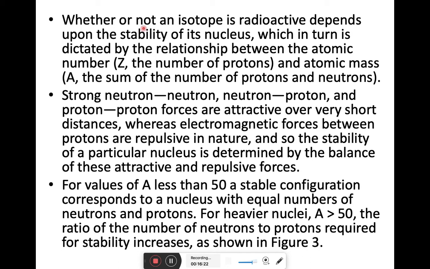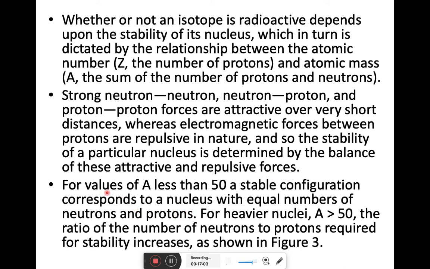Whether or not an isotope is radioactive depends upon the stability of its nucleus, which in turn is dictated by the relationship between the atomic number and the atomic mass. Strong neutron-neutron, neutron-proton, and proton-proton forces are attractive over very short distances, whereas electromagnetic forces between protons are repulsive in nature. And so the stability of a particular nucleus is determined by the balance of these attractive and repulsive forces.